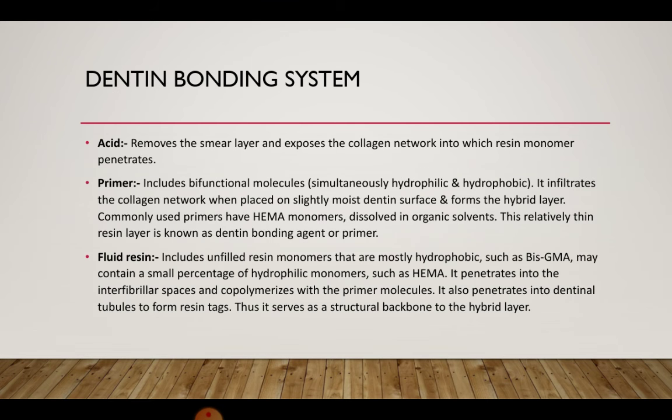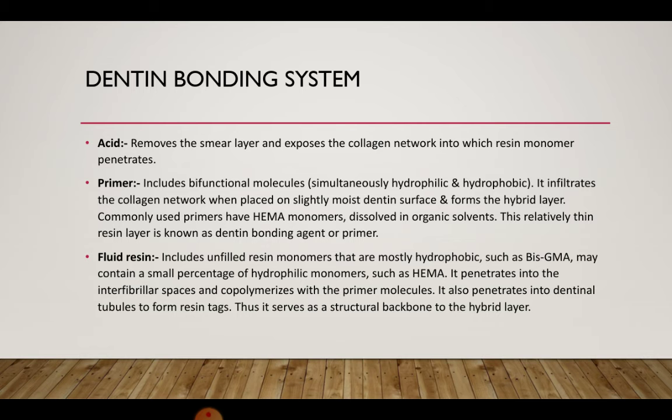Now coming to the dentine bonding system. The dentine bonding system is divided into three parts. First is acid, then comes second primer, then third is fluid resin. Acid, number one. Acid removes the smear layer and exposes the collagen network into which the resin monomer penetrates. So the purpose of using the acid is removal of the smear layer in a dentine bonding system, so that the collagen network can be exposed into which the resin monomer can penetrate and create a micromechanical bonding.